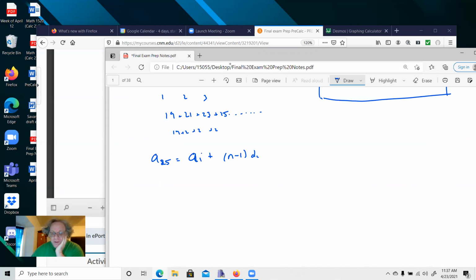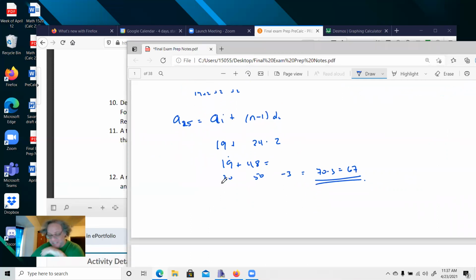So we're going from row 1 to 25, so this is 19 plus n minus 1, that's 24 times 2. So 19 plus 48. What is that going to be? That's 20 and 50, and I borrowed 1 and 2, so borrowing 3, so 70 minus 3 is 67. Okay. That's how they taught you guys to do arithmetic in elementary school now. It's a good way. Don't let people tell you it's not, because this is how people make change.